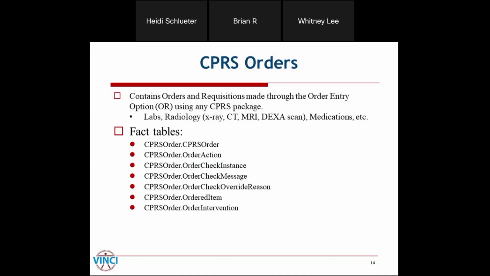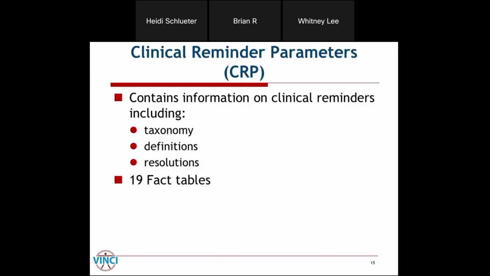We have the CPRS orders. So this contains the orders and requisitions made through the order entry option when you're using any CPRS package. So this will include things like lab orders, radiology orders, and medications, and it uses these fact tables. We have the clinical reminder parameters, or CRP domain, and this contains information on clinical reminders, including the taxonomy, the definitions, and the resolutions, and there are 19 fact tables here.